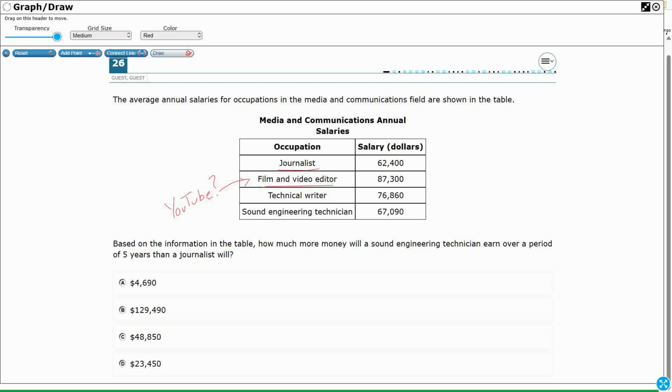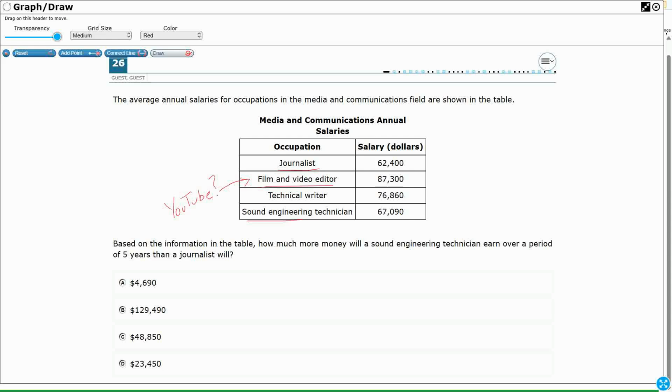We also have technical writers, right? So people that write for manuals or handbooks or whatnot. And then sound engineering, also very important for videos, if we want to have sound effects, soundtracks, anything like that.